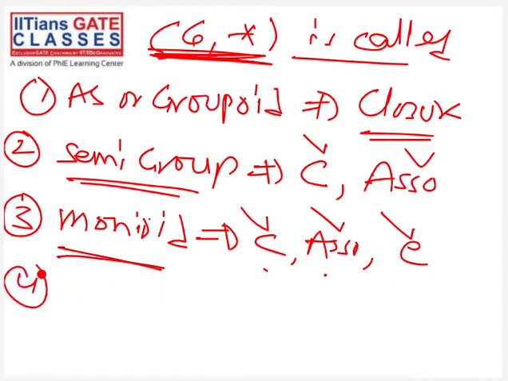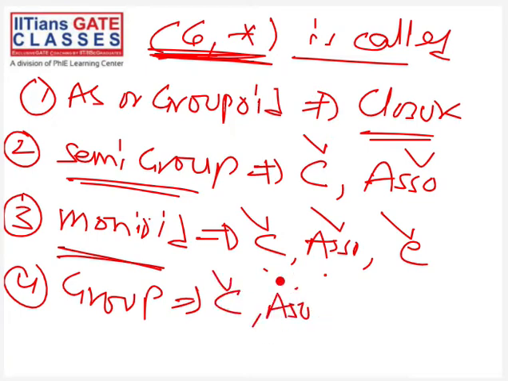Okay, now the next thing is group. So this pair G comma star will be called group if and only if closure property must satisfy, associative property must satisfy, identity element also must exist, and inverse also must exist. So inverse for all the elements must exist. So you can see these four things must satisfy, then we will say that this is a group.